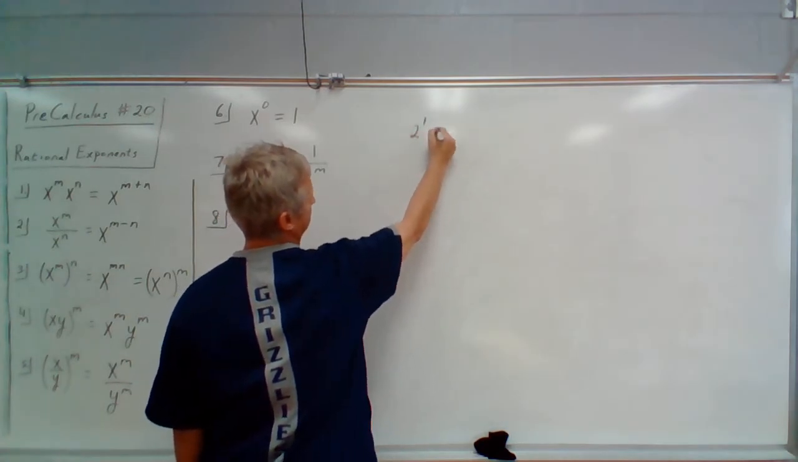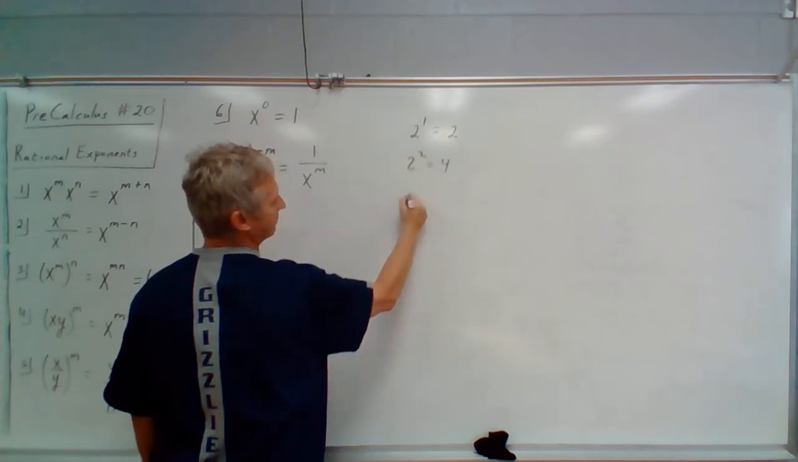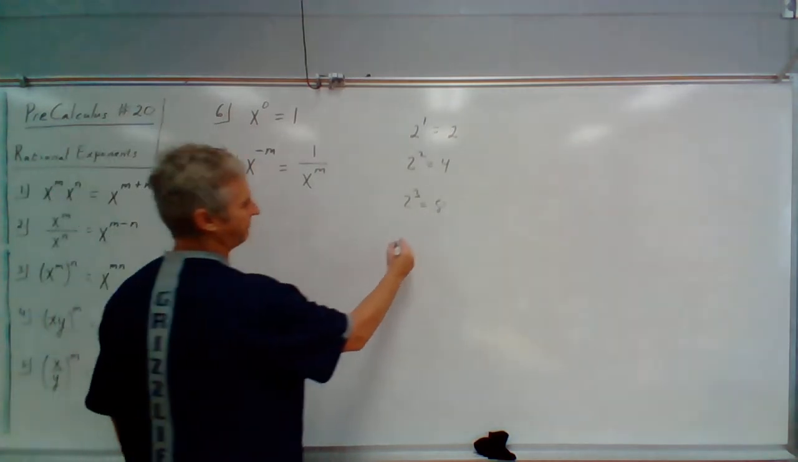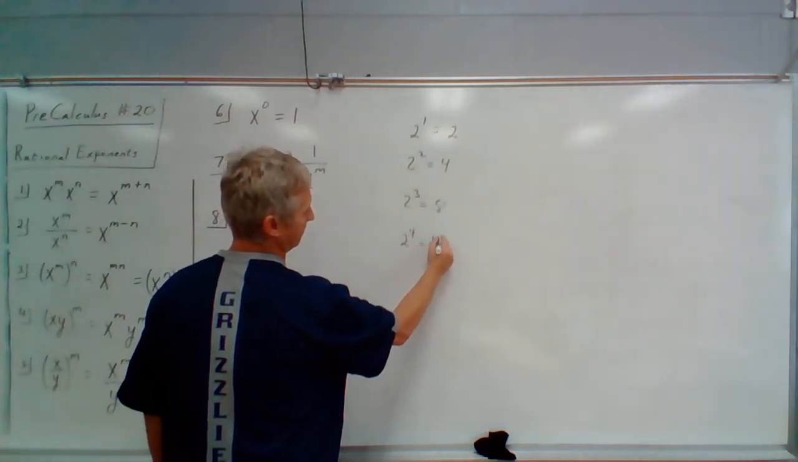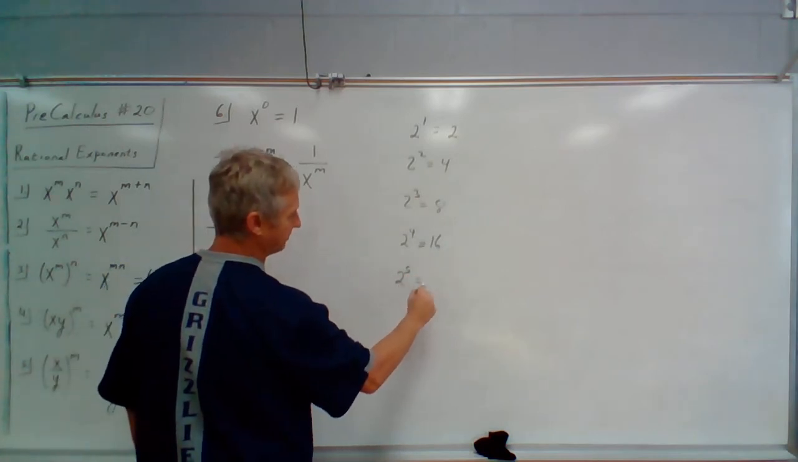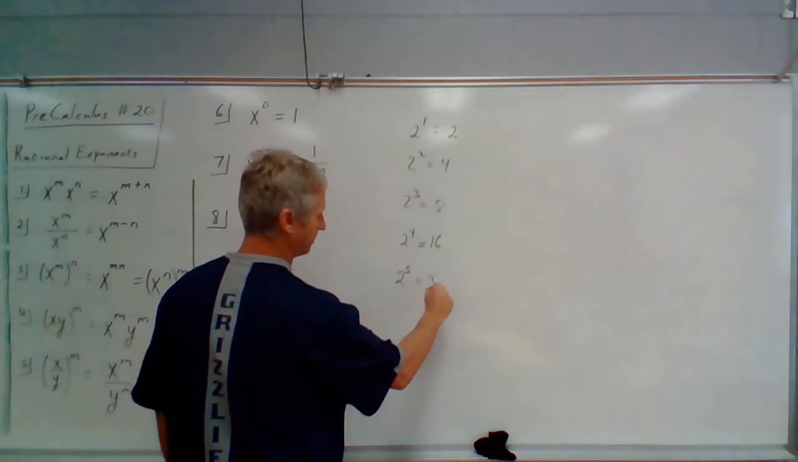So 2 to the first power would be 2. 2 squared would be 4. 2 to the third, we've already mentioned, that's 8. Okay, what about 2 to the fourth? Well, that's 16. 2 to the fifth, that would be 16 times 2, so that would be 32.